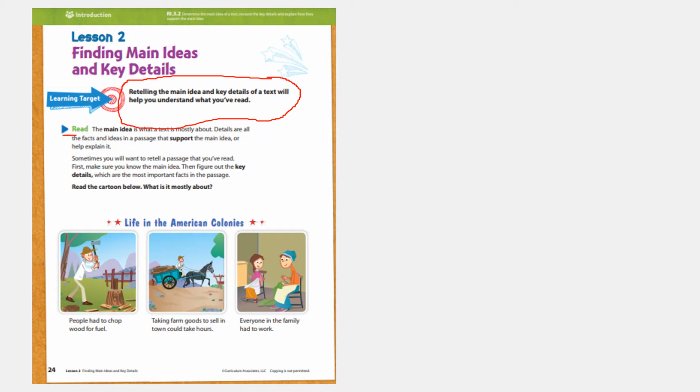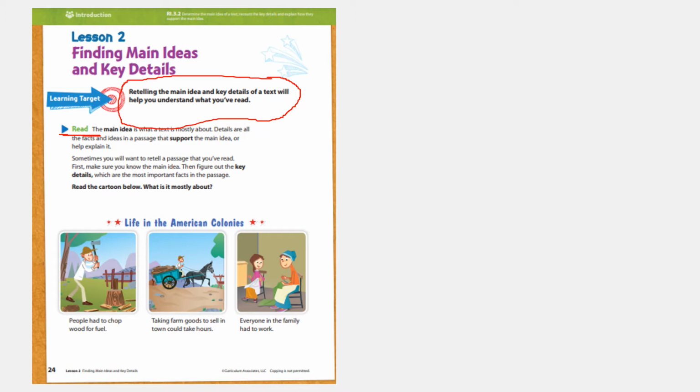Okay, put your finger where it says read in the green and follow along while I read. The main idea is what a text is mostly about. Details are all the facts and ideas in a passage that support the main idea or help explain it. Sometimes you will want to retell a passage that you've read. First, make sure you know the main idea. Then figure out the key details, which are the most important facts in the passage. Read the cartoon below. What is it mostly about?